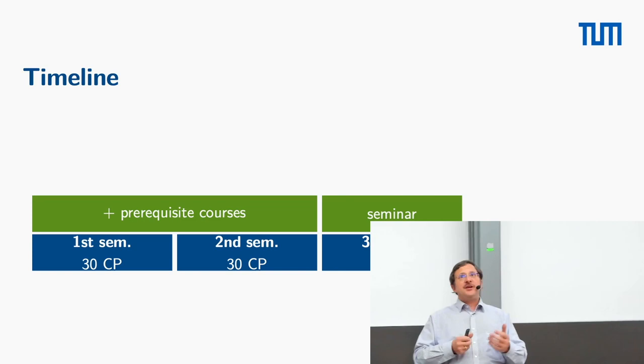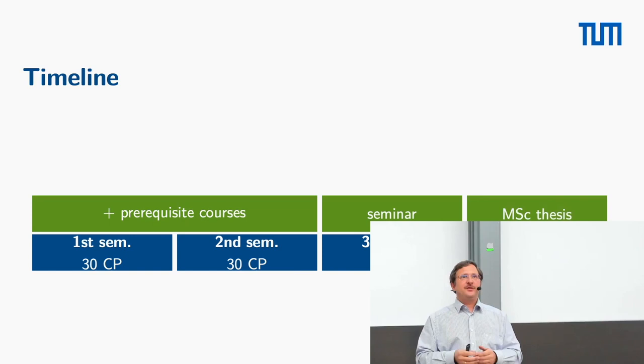You usually do one seminar throughout your program, and most people do that in the third semester. There is no strict rule for that. You can do it whenever you want, basically. But it's usually done in the third semester, and it's usually the basis for a master's thesis. And that's why it's done at that time, because the fourth semester is usually devoted to the master's thesis, which in itself is worth 30 credits. So that's one whole semester of work.